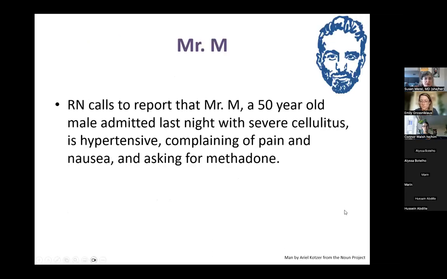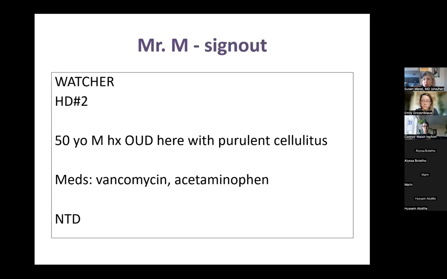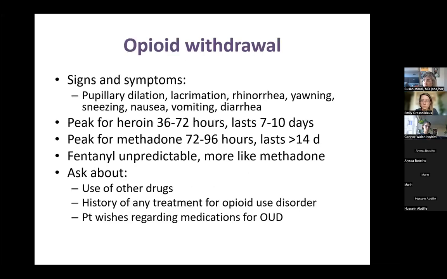All right, moving right along. New patient. This gentleman is 50 years old and he's admitted with cellulitis. He's hypertensive and he's complaining of pain and nausea, and he's asking for methadone. So he's a watcher. He has a history of opioid use disorder. He's taking fentanyl or other agents on the street. This is not somebody who's on a methadone maintenance program or Suboxone, and he has cellulitis, and there's his meds.